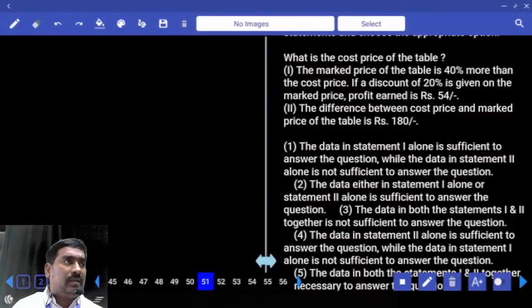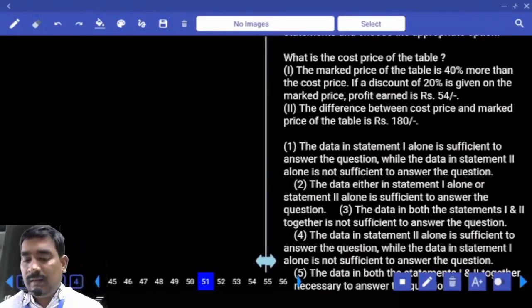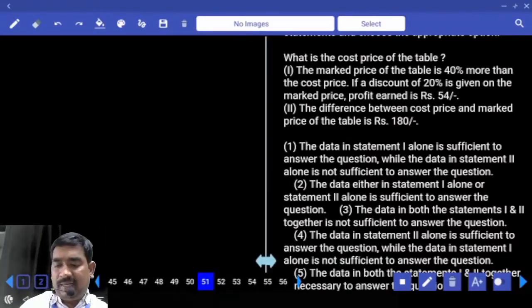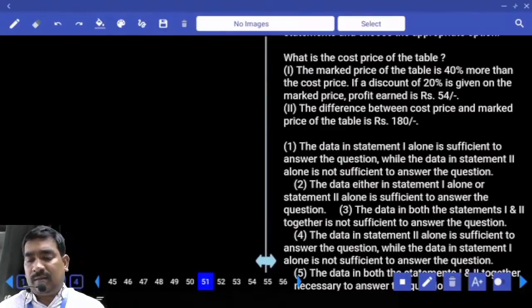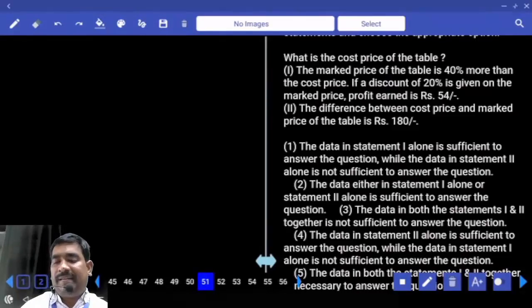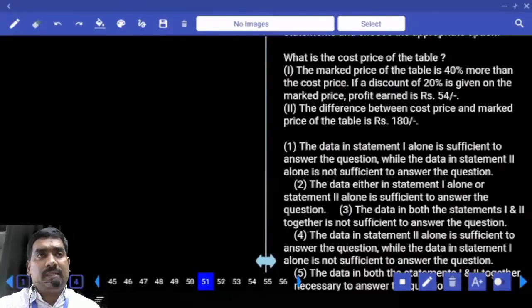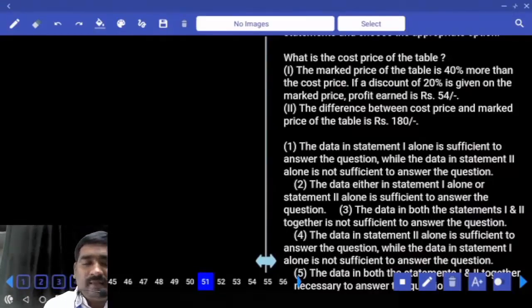Either 1 or 2 your answer. Next. What is the cost price of the table? They are asked to find the cost price. First statement: Market price of the table is 40% more than cost price. If a discount of 20% is given on the market price, profit earned is 54 rupees.